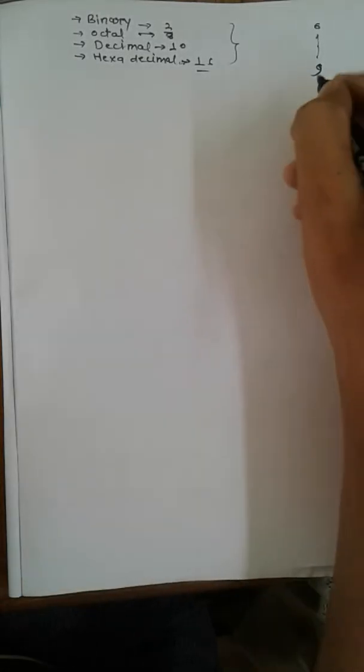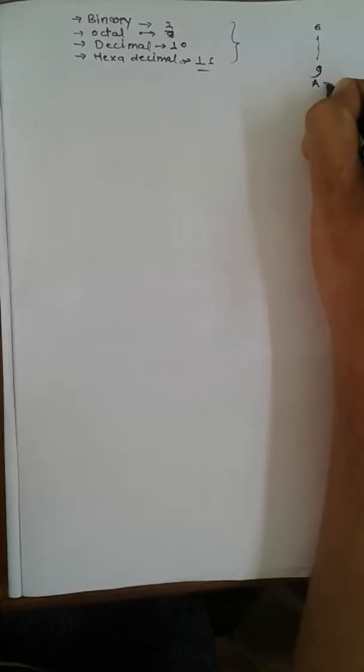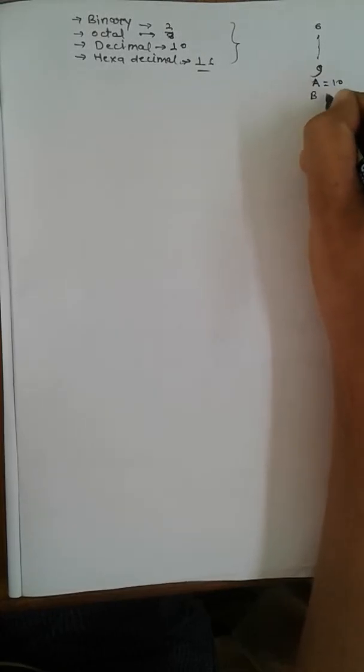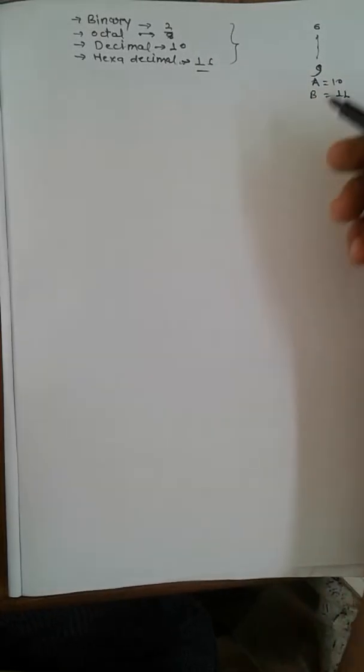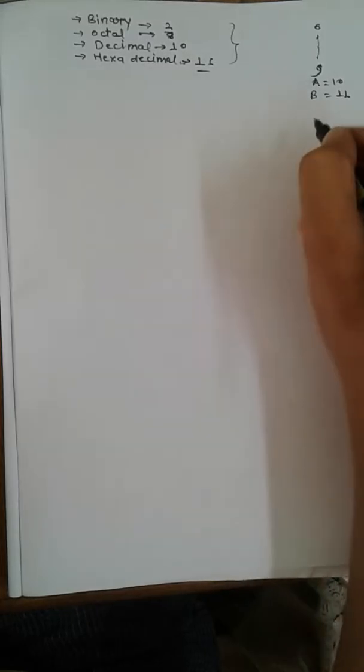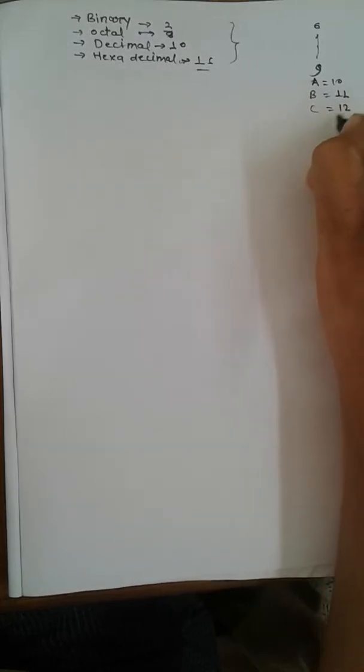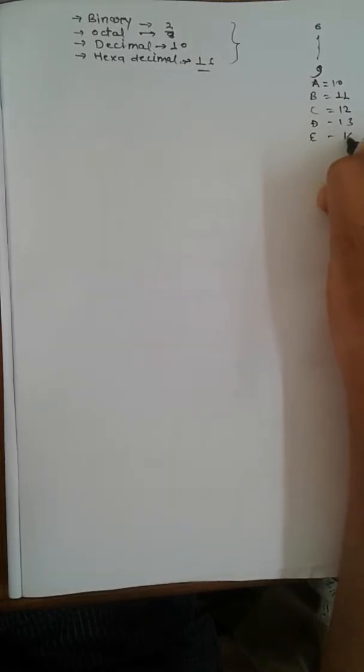So for 10 we write A, B for 11. We write capital letters A, B, C, D: C for 12, D for 13, E for 14, and F for 15. See, right?